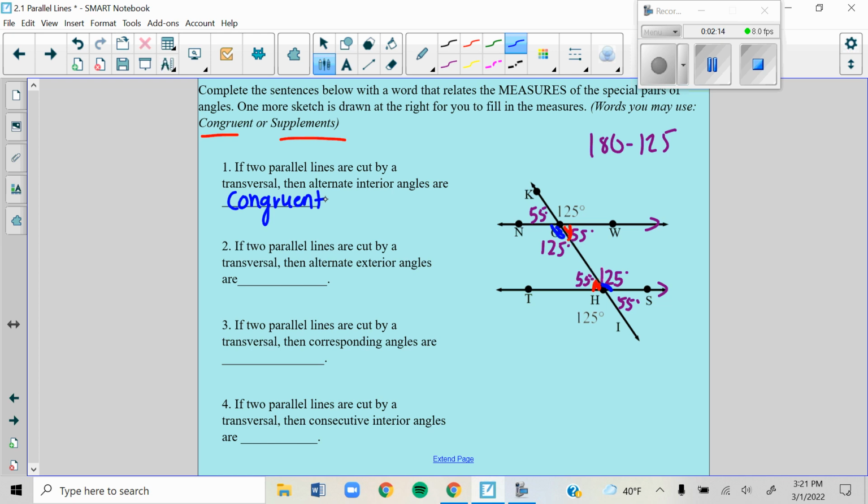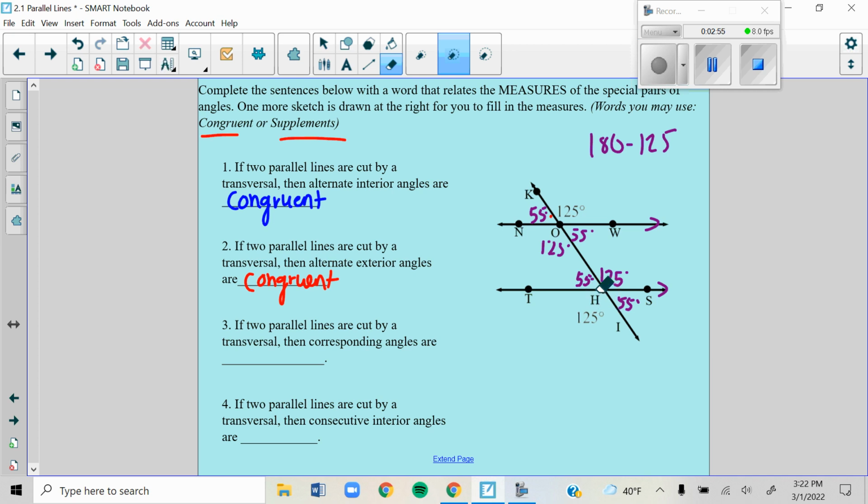All right, then I'm just going to get rid of those colors in there, hopefully without eliminating too much of my writing. Okay, so then we look at: if two parallel lines are cut by a transversal, then alternate exterior angles. For alternate exterior, we're looking at the ones that are on opposite sides of the transversal and outside of my parallel lines. So we see those two, and then we see this set of them. What do you notice between those two pairings? Well, those angles are also congruent. So not only are alternate interior angles congruent, alternate exterior angles are also congruent.